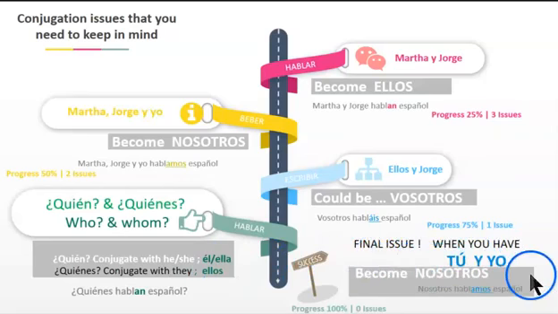So let's finish with the final issue. When you have tú y yo, it becomes nosotros. So tú is you, and if you include yourself in the sentence, it becomes nosotros. Nosotros hablamos español. Okay guys, I think you already understood how we conjugate the verbs AR, ER, and IR.